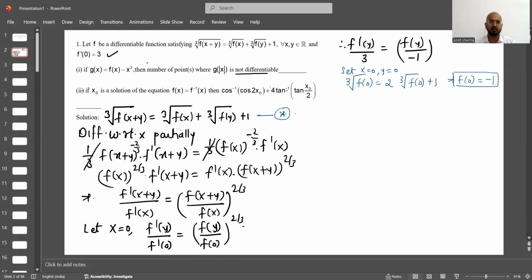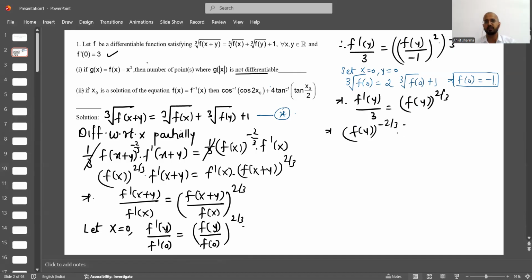Then this will be minus 1 to the power 2 over 3, so I can add 2 and then divide by 3, and this minus 1 disappears. From this, I have f dash of y over 3 equal to simply f of y to the power 2 over 3. Now we can transfer this here, so I'll have f of y to the power minus 2 over 3 into f dash of y equal to 3.